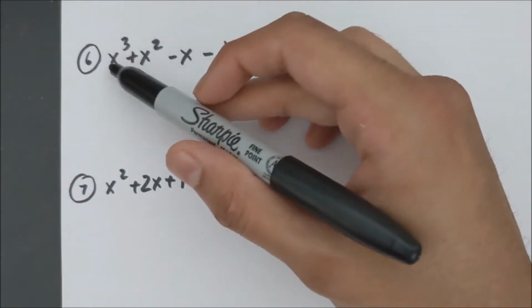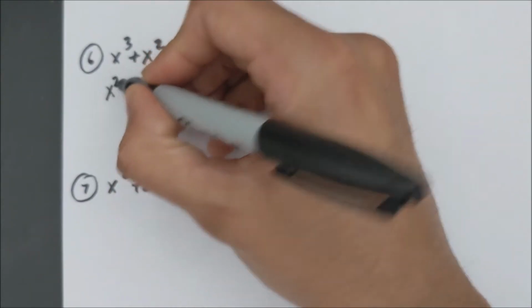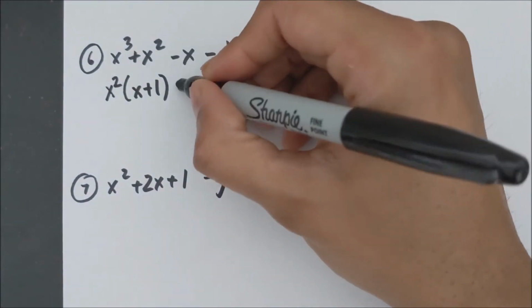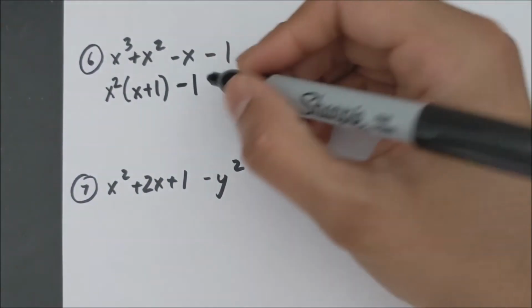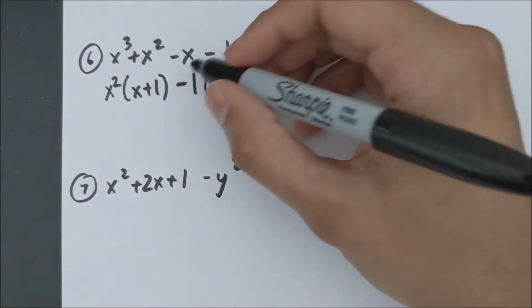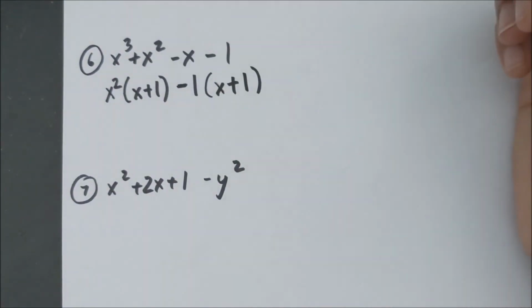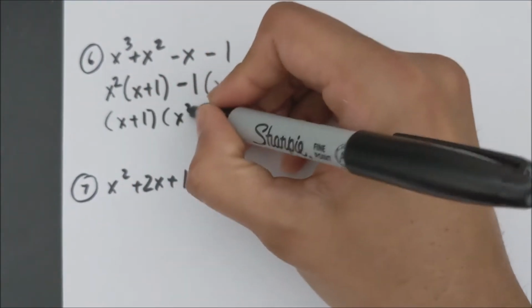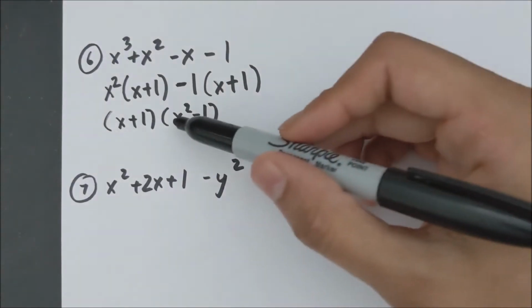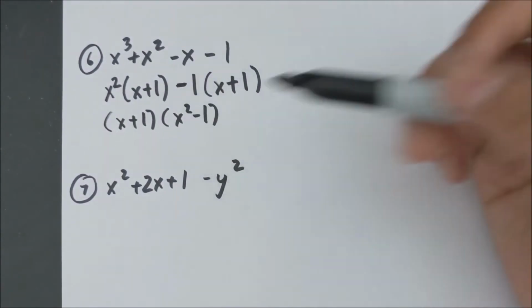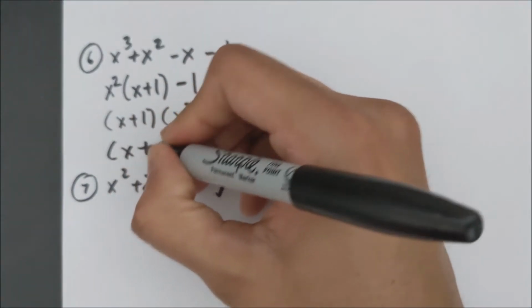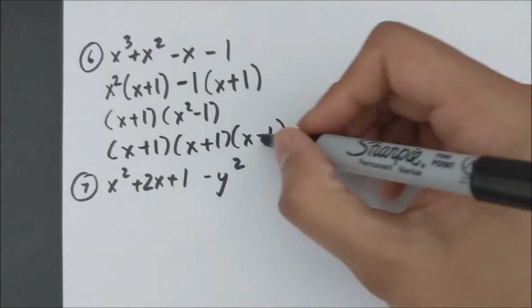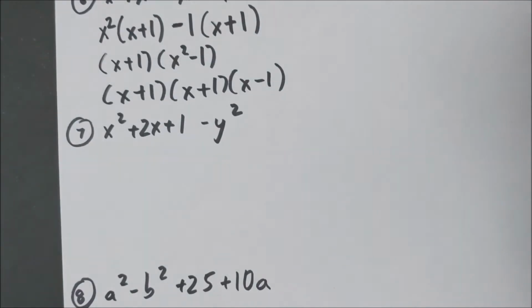Let's try 6 again. So my common factor here again is x squared, left with x plus 1. And over here I can group out a negative 1, and I'm left with x plus 1. So I have x plus 1, x squared minus 1, but this is not fully factored. Remember, you can factor this bracket by difference of squares. So you have x plus 1, x plus 1, x minus 1, because those two brackets are the difference of squares of that one.